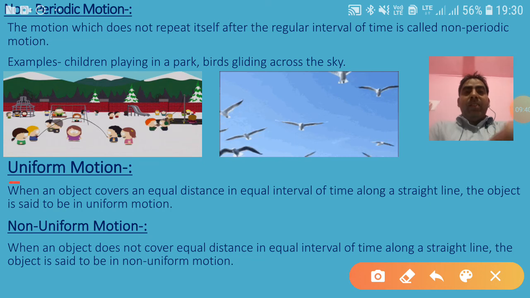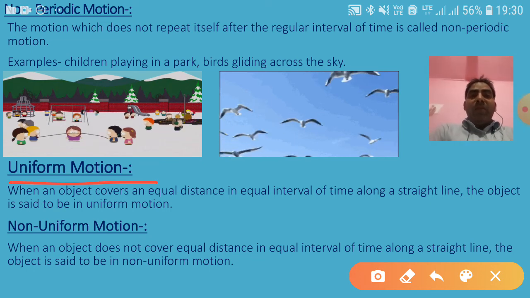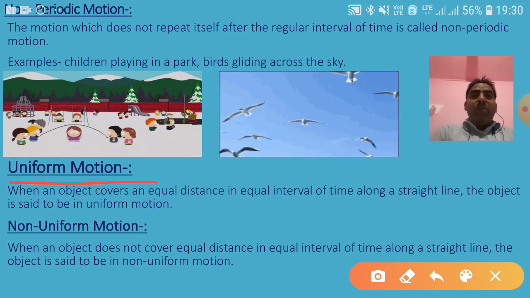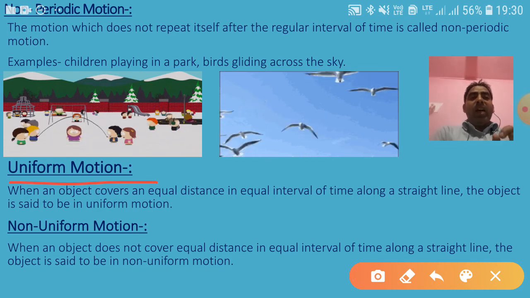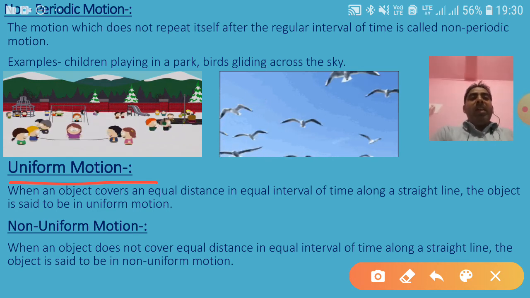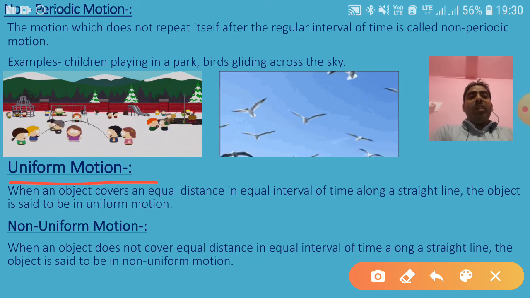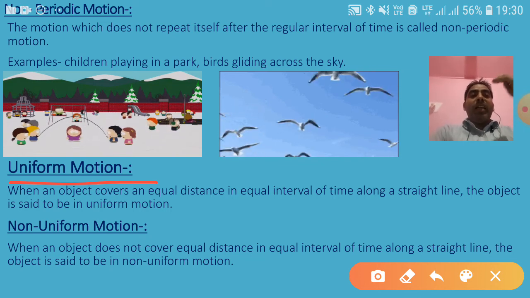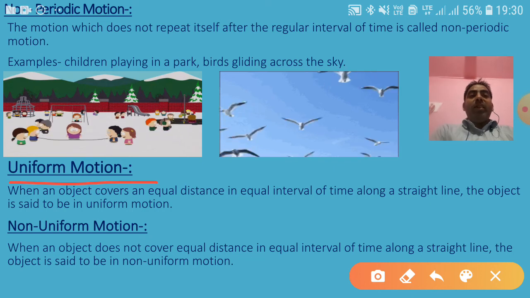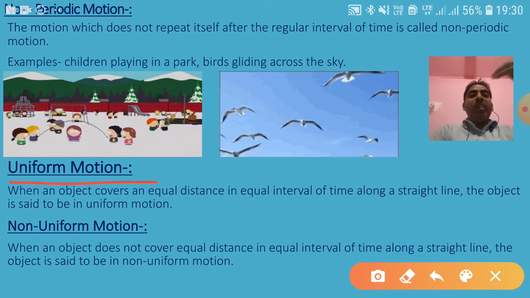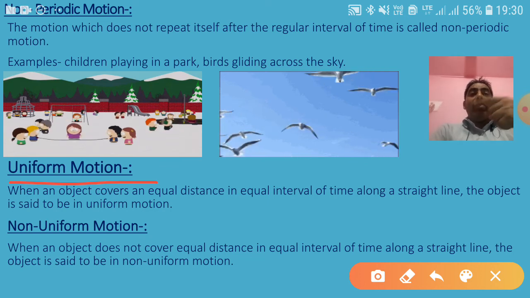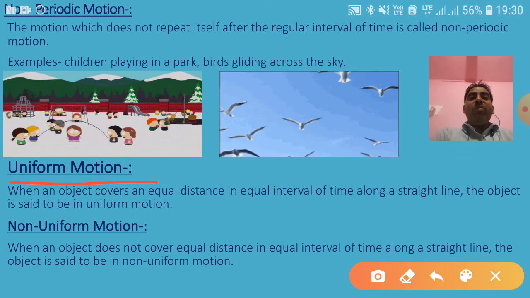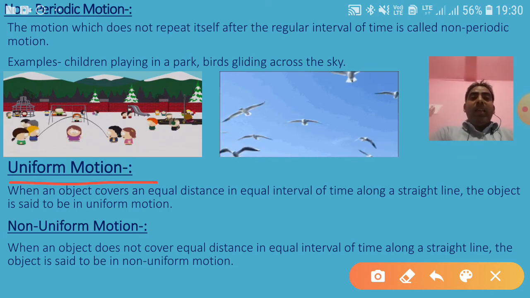Now we will see uniform motion. What is uniform motion? When an object covers an equal distance in equal intervals of time along a straight line. When a car is moving along a straight line, in 1 hour it travels 2 kilometers. In another 1 hour it travels again 2 kilometers. So the equal distance is covered in every interval of time along a straight line, that is said to be uniform motion.